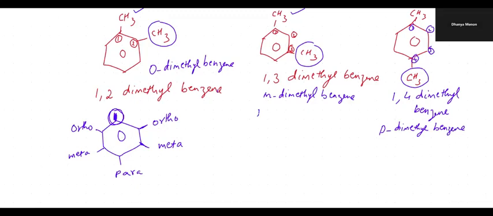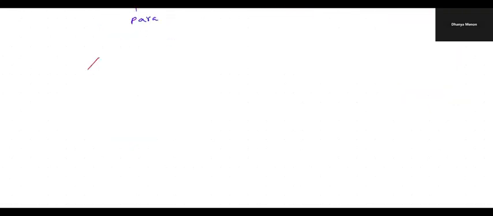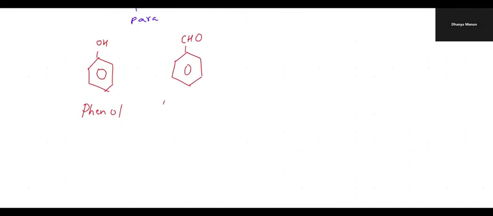Moving on further. Whenever there is a benzene ring, there's an OH. Okay. IUPAC has given a name for this and it is referred to as phenol. Okay. Then again, if there's a benzene ring and there's an aldehyde group, IUPAC has given a name for this, benzaldehyde. Benzaldehyde.